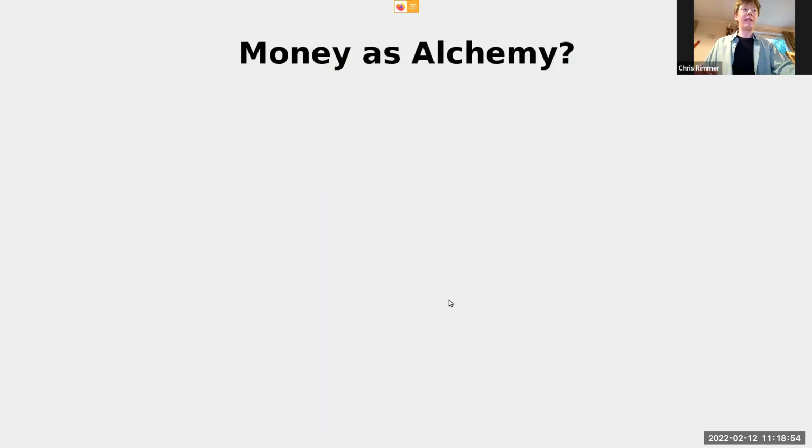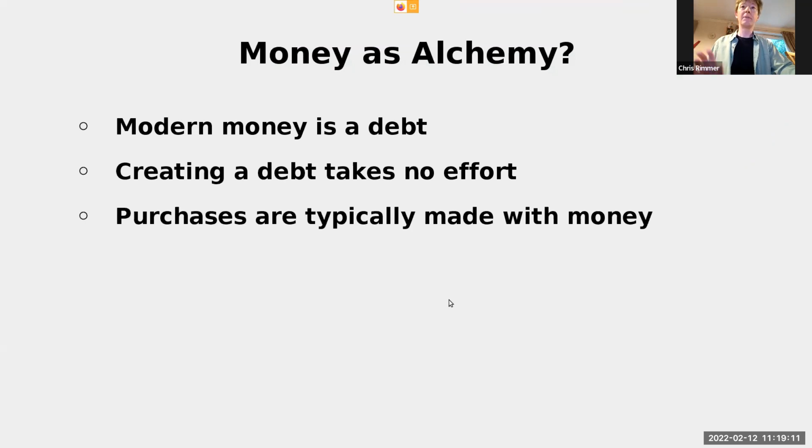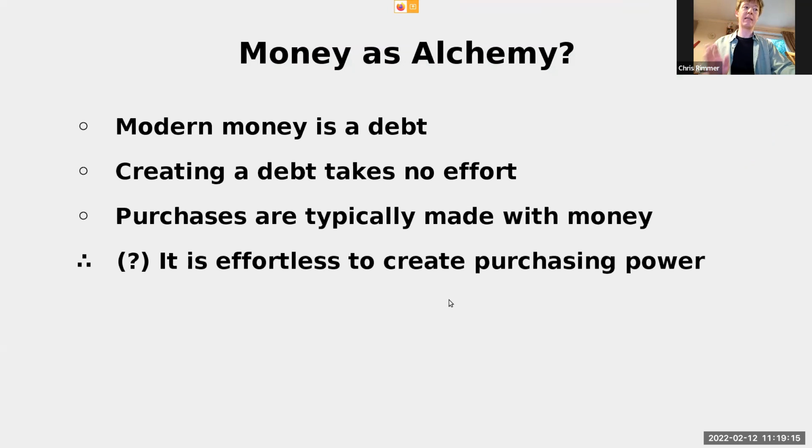People familiar with the money view and other heterodox schools of economics are very conscious that modern money and credit, I'll just say money from now on, is a debt. It's an asset of the holder and a liability of the bank, and therefore creating money takes no effort. Now, most purchases are made with money. So does that mean that it's effortless to create purchasing power, that this is a form of alchemy?